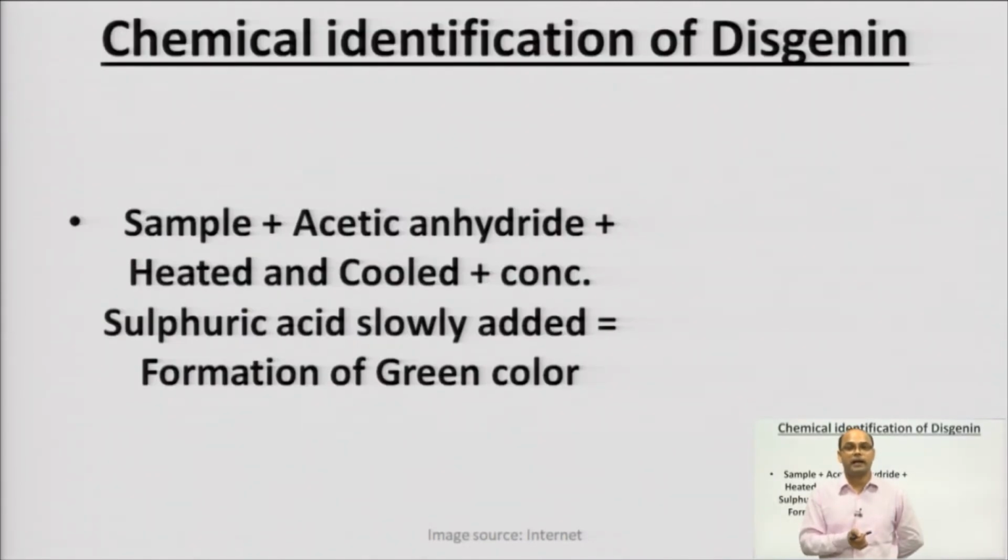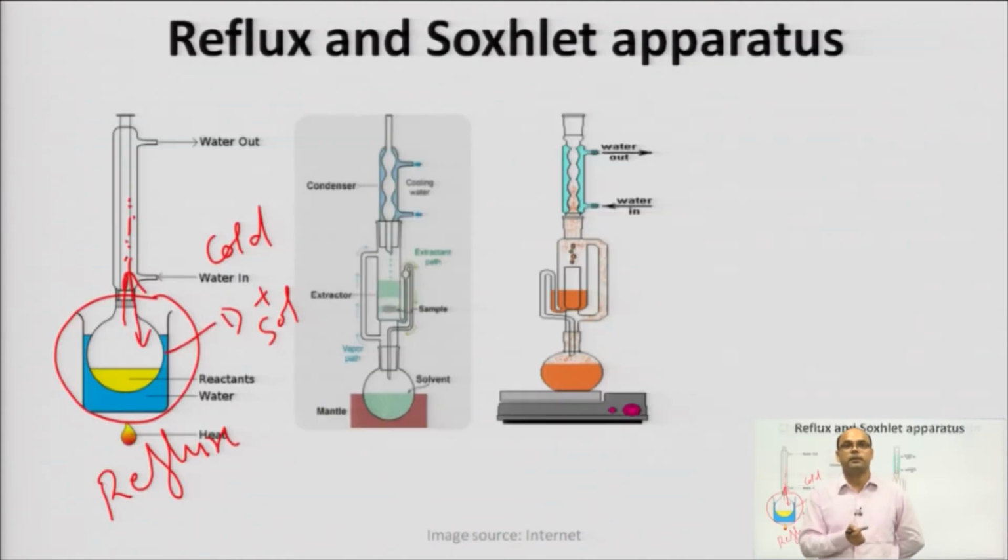Moving on to the chemical identification test of Diosgenin, we take the sample and add acetic anhydride, and the mixture is heated. After heating, the mixture is cooled and treated with concentrated sulfuric acid, added slowly through the side of the tube. If there is a formation of green color, then it confirms the presence of Diosgenin in your sample.